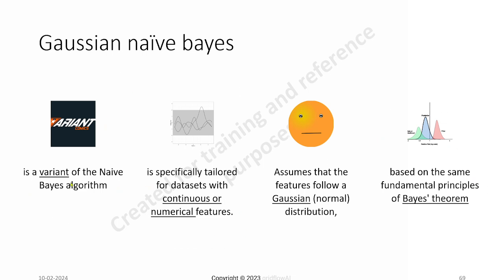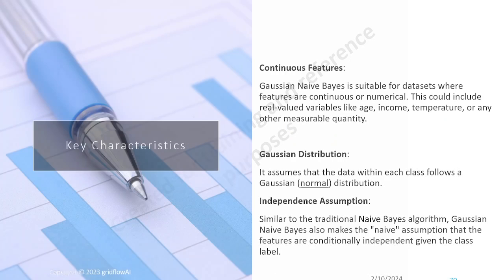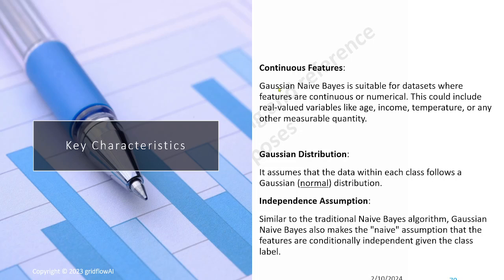Gaussian Naive Bayes is a variant of the Naive Bayes algorithm, especially designed for continuous data. One of the assumptions Gaussian Naive Bayes makes is that the features of the column follow a normal distribution, and it is based on Bayes' theorem. Like other variants of Naive Bayes, this one is also based on the fundamental concept or formula of Bayes' theorem. The key characteristics of Gaussian Naive Bayes are that continuous data is required, and it follows the normal distribution. Another assumption it makes is that the features are independent given the classes. That means the two features have nothing to do with each other.